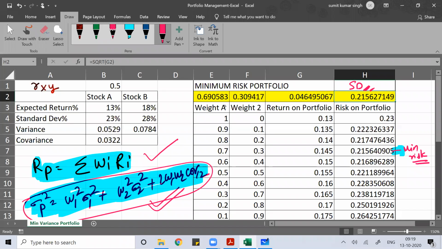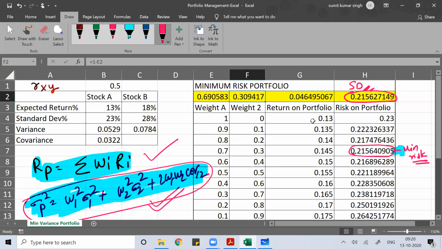This is the minimum you can get, which you can see here. You can see this is lesser, you can see this and this. So this is the minimum risk you can get, the minimum standard deviation value. So this is the weight. The actual weight is not 0.7 and 0.73; the actual minimum weight is 0.69 and 0.3094, where you get your minimum standard deviation.